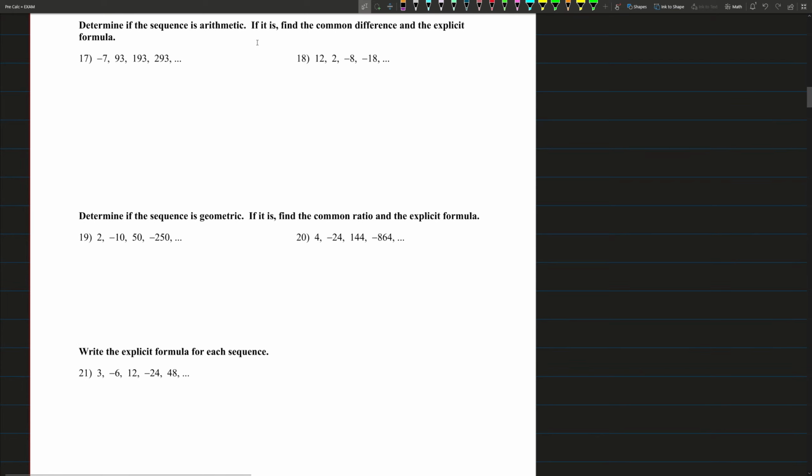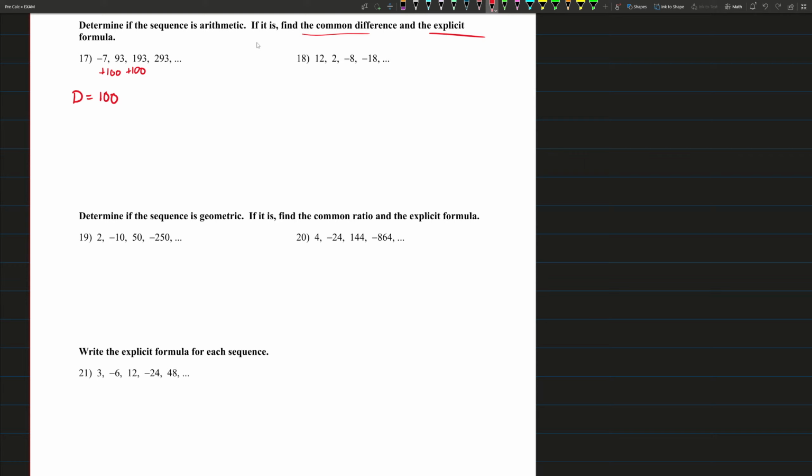Determine if the sequence is arithmetic. If it is, find the common difference and the explicit formula. So there are 3 different things. First, determine if it actually is an arithmetic sequence, which we can pretty easily see number 17 is. We add 100 to each of these to get to the next, so yes, it is arithmetic, and the common difference is 100.